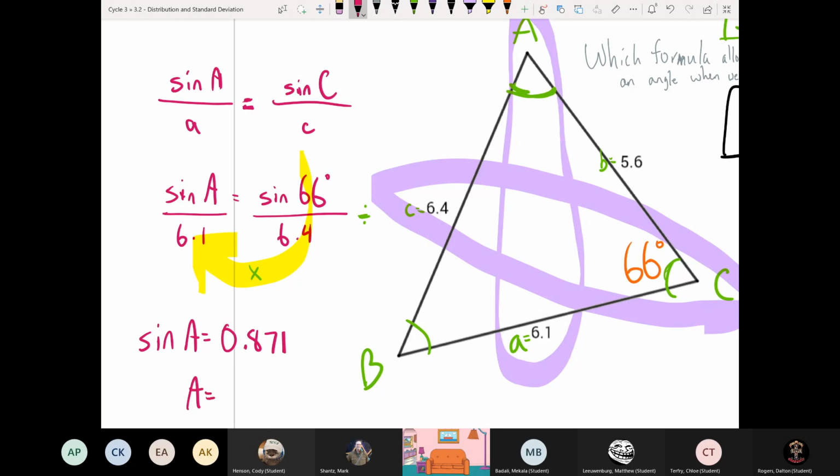And then if I want to find angle A, I just take that same value, 0.871, and I get 61 degrees.